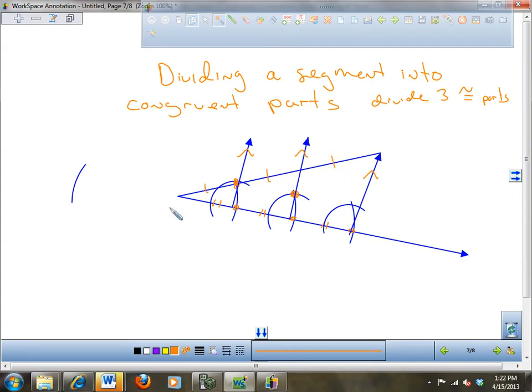So what I did, again, is I took a segment, then I drew a ray coming off that segment, and I divided it up into 3 pieces, made a triangle, and then I copied that angle, and then I should have 3 congruent pieces. All right, that's it.